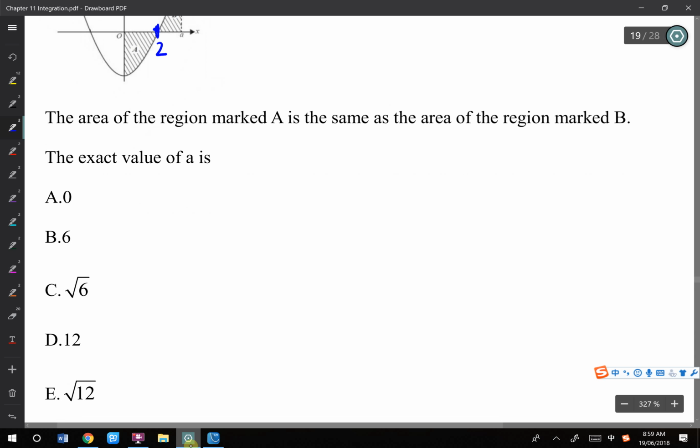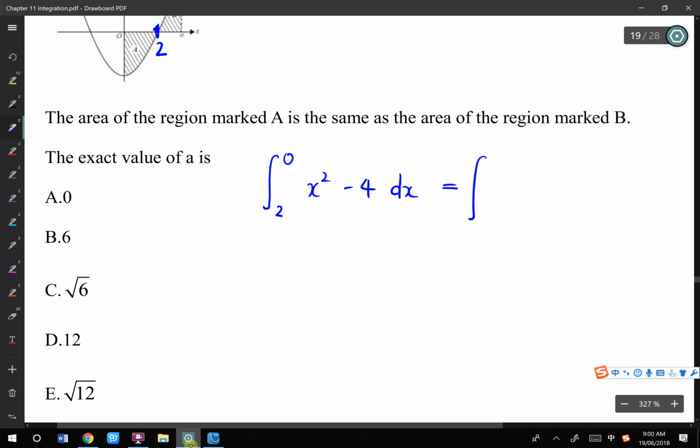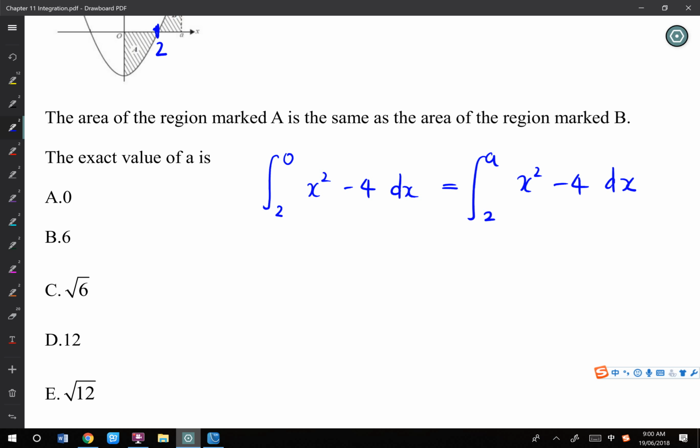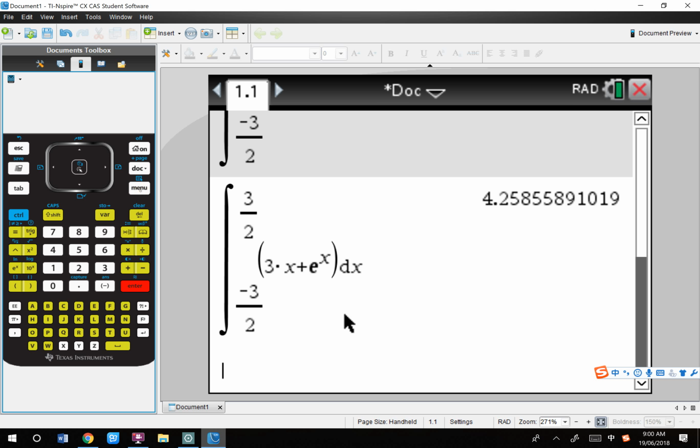So the one equation I can make is the integral from 0 to 2 of x squared minus 4 dx must be the same as the integral from 2 to A of x squared minus 4 dx. That's what I can have. Because it's a multiple choice question, we can use our calculator and solve this directly. I'll show you both the hand approach and the calculator approach.